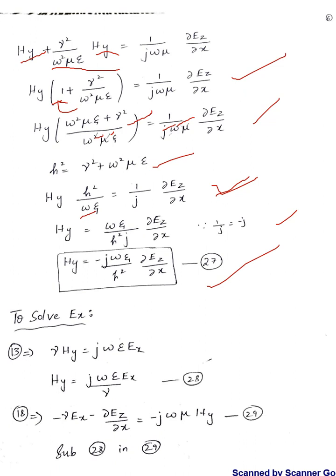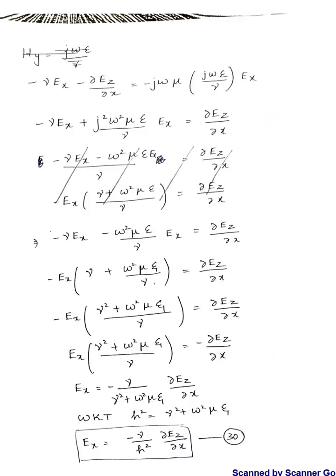In order to solve Ex, we are going to write the 13th equation again. From this 13th equation, I'm going to keep Hy alone on the LHS and write the remaining terms on the RHS, and write this as the 28th equation. Now I'm going to write the 18th equation again and mark it as the 29th equation. Now I'm going to substitute 28 in 29, and after substituting you will get this equation.